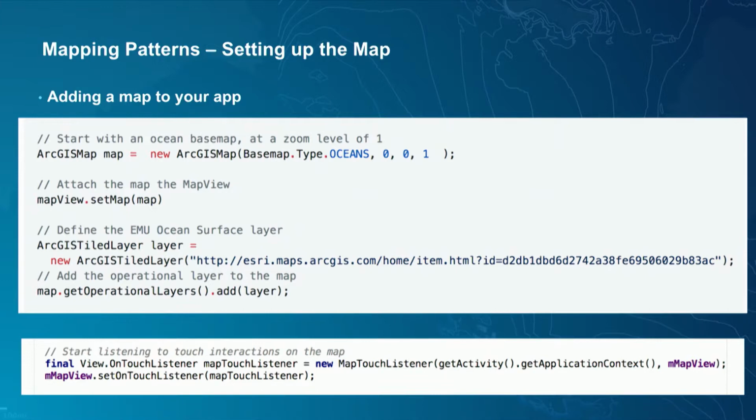And then you attach the map to the view. So we're setting the map to the map view. And then we define another layer that we want to pull in, and we add that as a layer. So that's setting up those first 2 maps.